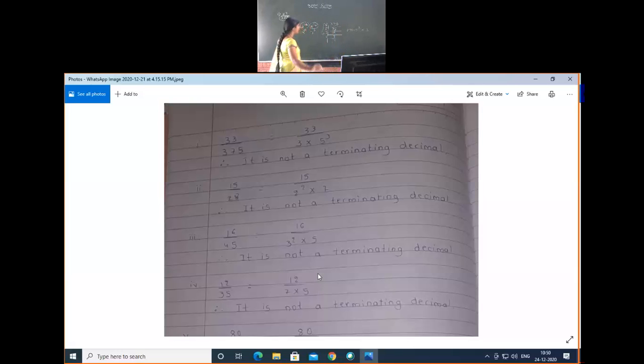But what we actually need is 2 raised to m into 5 raised to n. But here 3 is there.